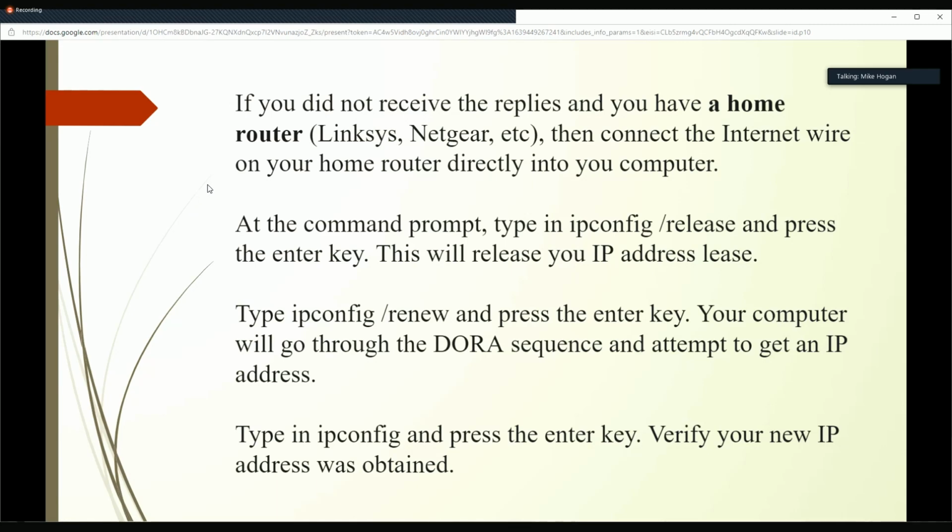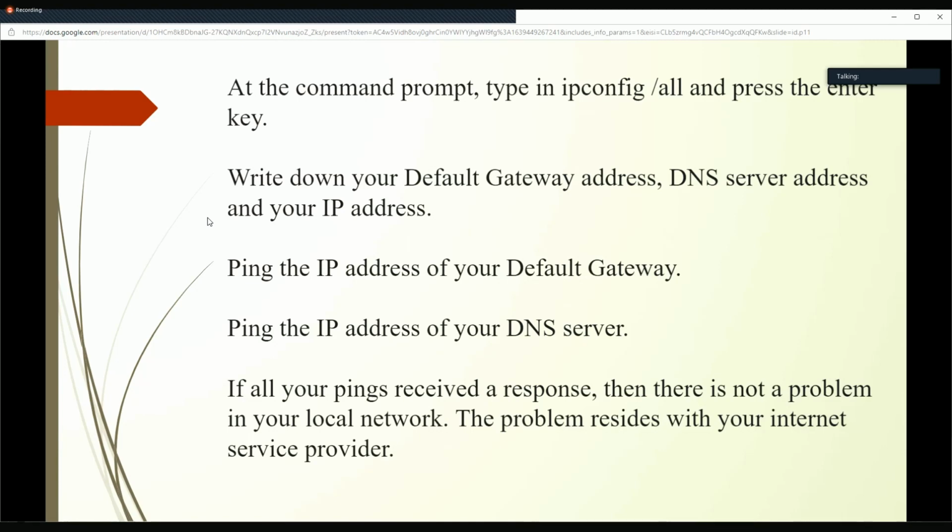One of the things you could do is take a look at other hosts on the network. Are there other hosts that have connectivity? You do your IP config /all, and it gives you all of the information, just like we saw a while ago. You can get your default gateway, your DNS server, all of that. You can ping those devices just to make sure that things work out.